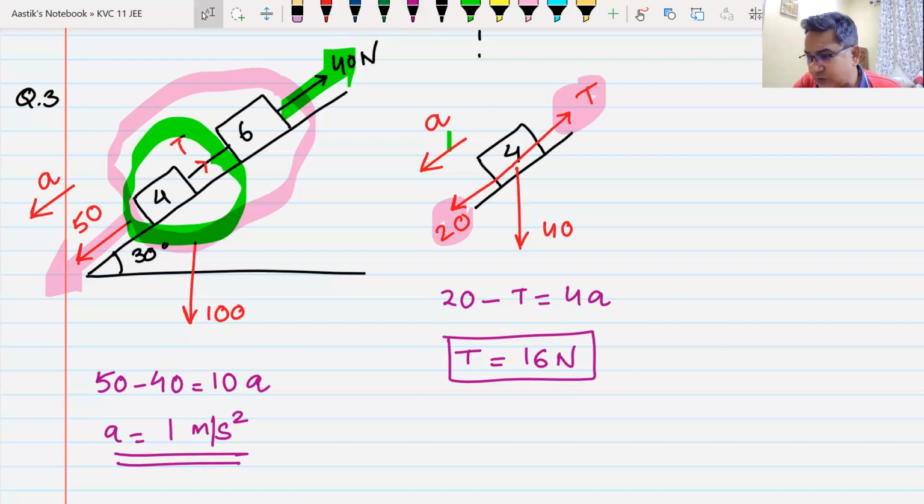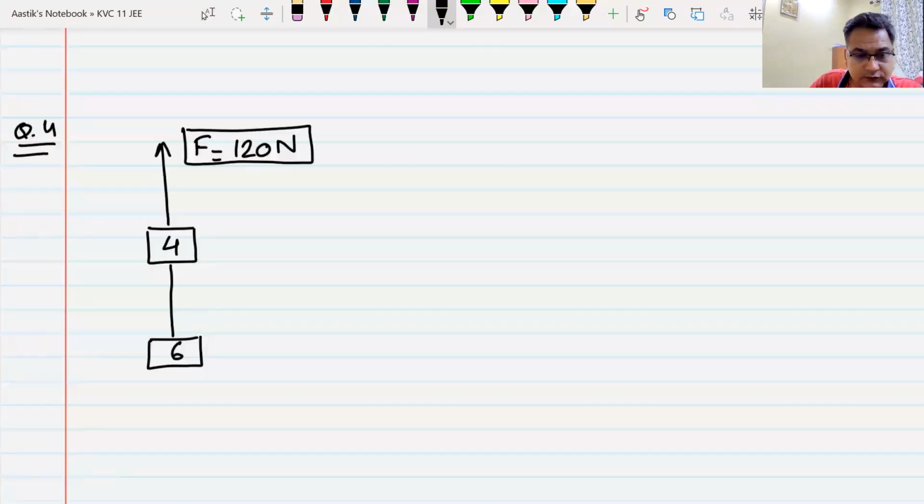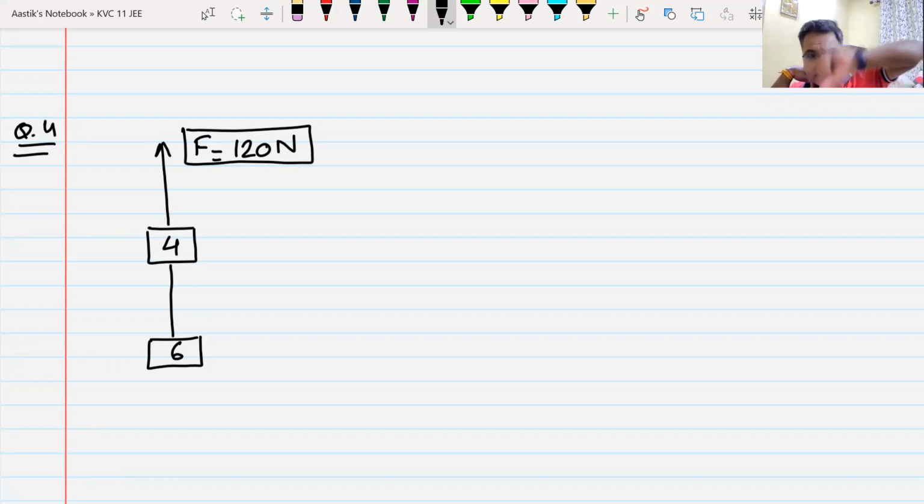Everyone understands what we are doing? This is the next question. This is a very famous question, it has come in various ways in various exams. So what do I have? I have two blocks which are connected by a string. I hope you can see that string. And then the upper block is pulled up with a force of 120 newtons. What you have to tell me is the acceleration of the blocks.